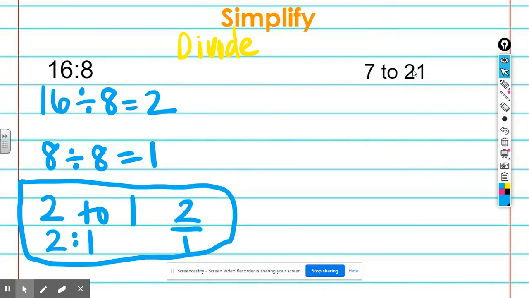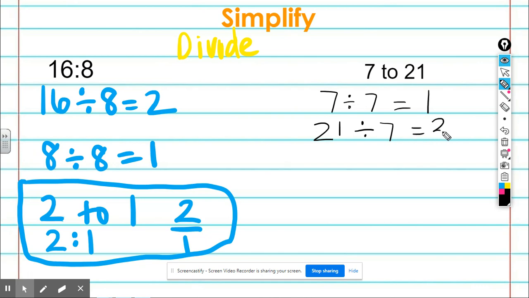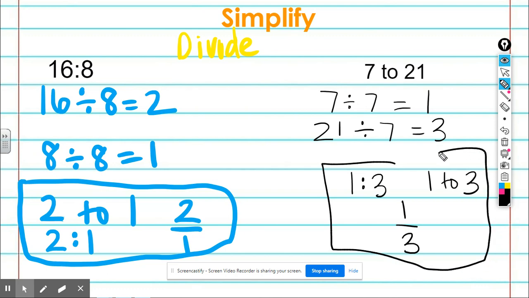We then have 7 to 21. So we look at 7 and 21. Can we divide 21 by 7? Yes, we know that we can divide 21 by 7. We know that we can divide 7 divided by 7. So 7 divided by 7 equals 1, and 21 divided by 7 equals 3. So the ratio is 1 to 3, 1:3, or 1 over 3. All of those are correct. You only need to choose one when you're putting it in your final answer. Any of them work.